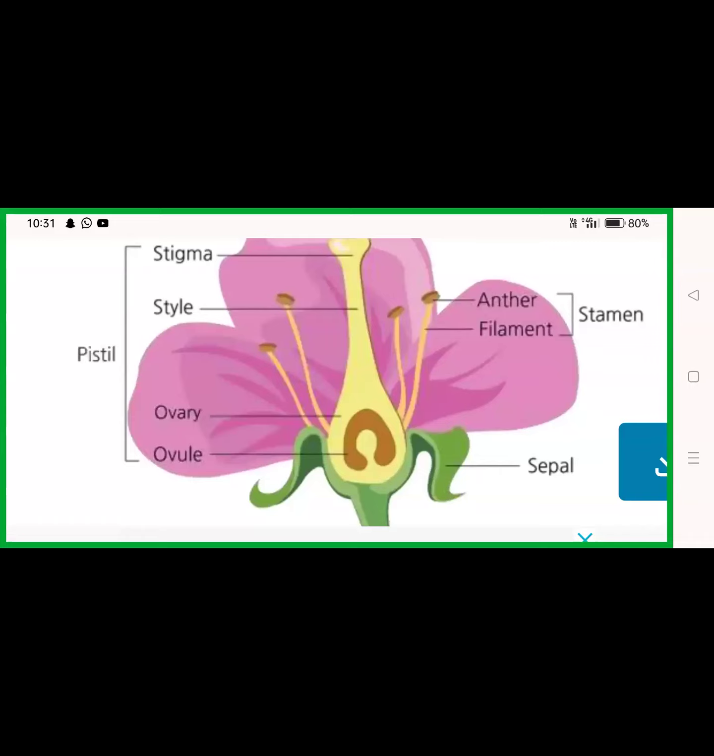Compound pollen grains. Usually the Madam, sorry for the interruption. Madam, screen is not moving. It is you are sharing only the image of the flower. Is it right, madam? Yes sir, yes sir. Okay, Actually, okay, madam. Yeah, okay, madam. Please proceed.